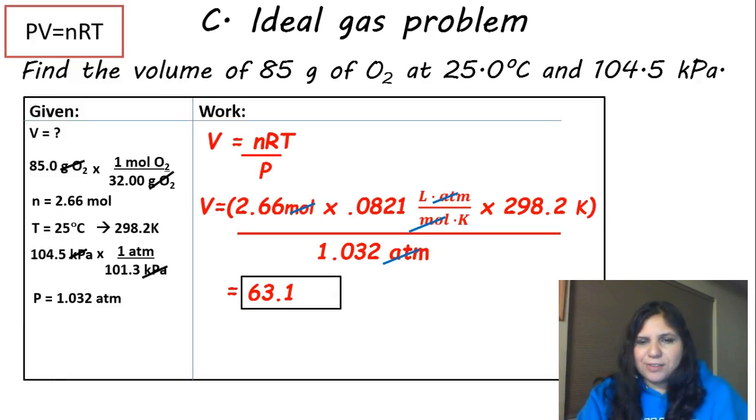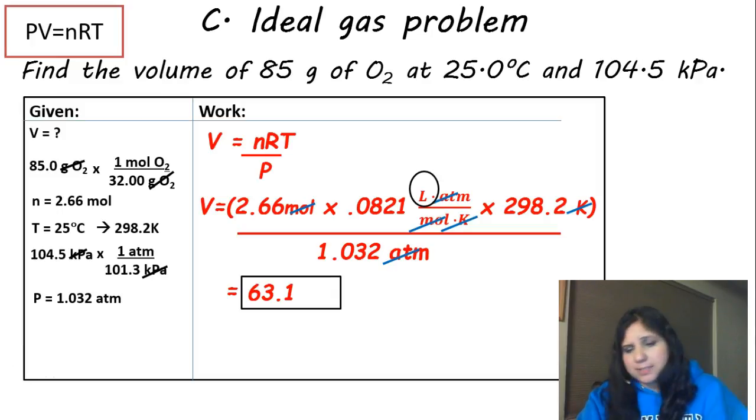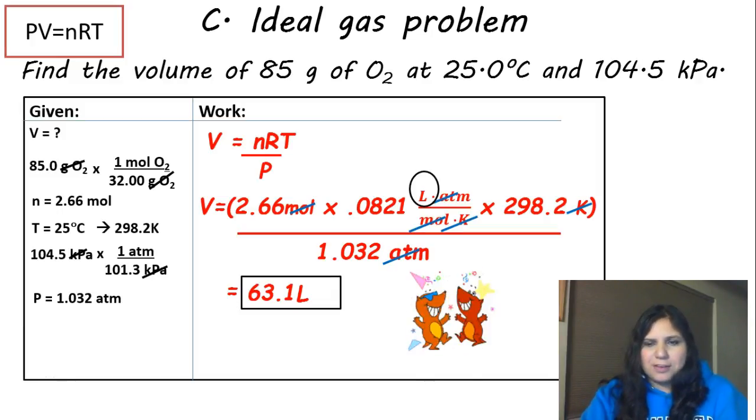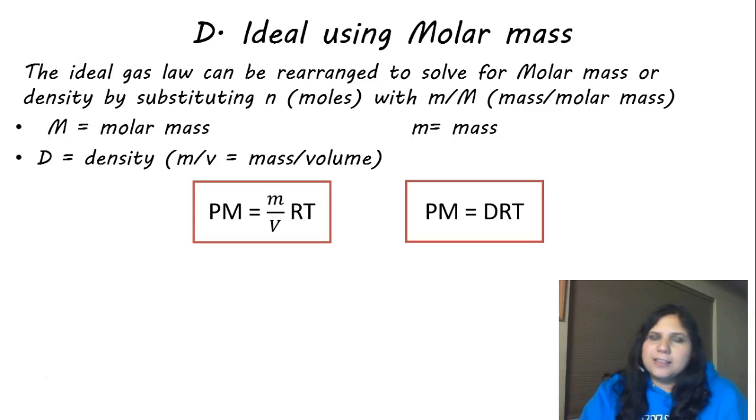And then we also have Kelvin, which cancel. This leaves only liters left, which means my units are in liters, which makes sense because this is volume. We're finding the volume, so 63.1 liters. Okay, got one done.